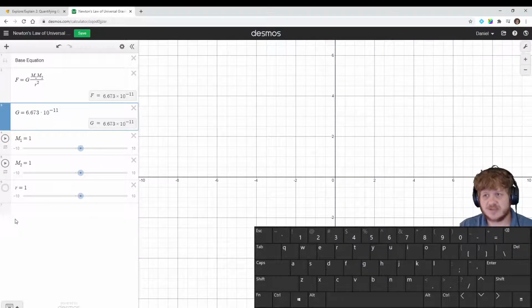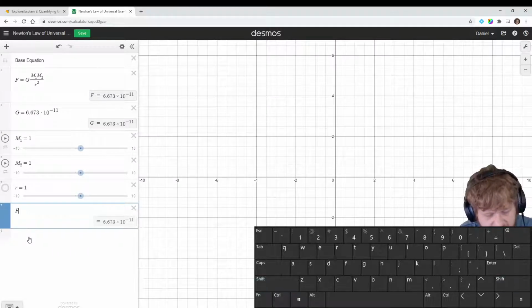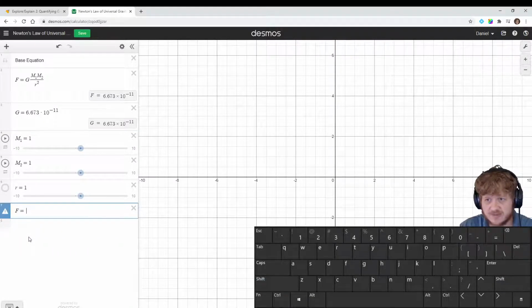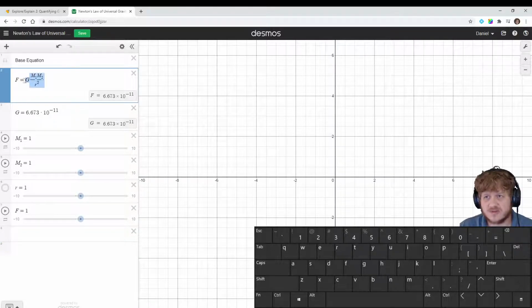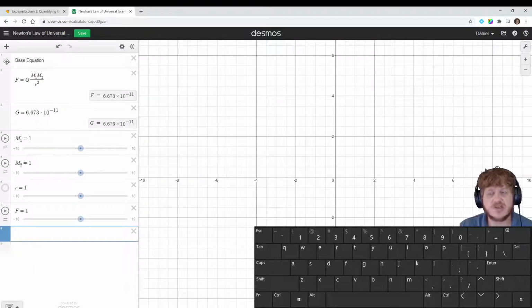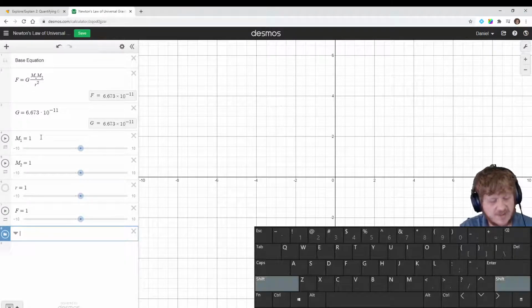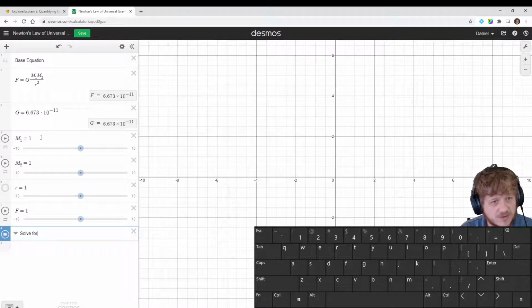So we have our base equation, and we're also going to add a slider for F. F equals, and we'll just keep it blank. We'll make it a slider as well. And so what we'll do is, so this is our base equation. And now what we're going to do is, like we did with the Kepler's third law, we're going to add a folder and label this folder for what we want to solve for first. So we'll say solve for F.